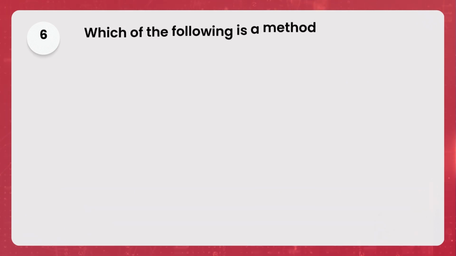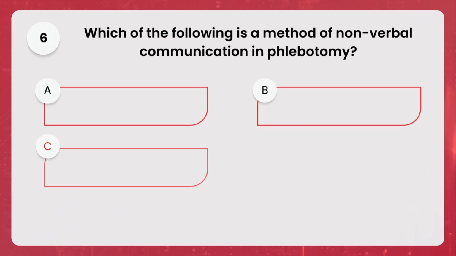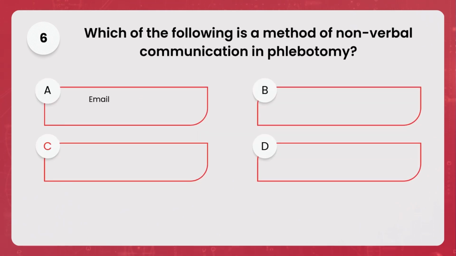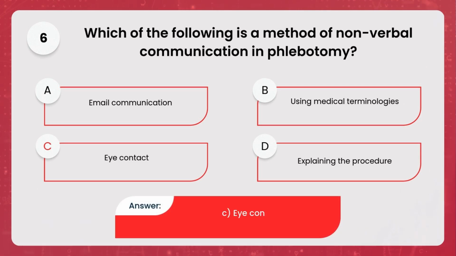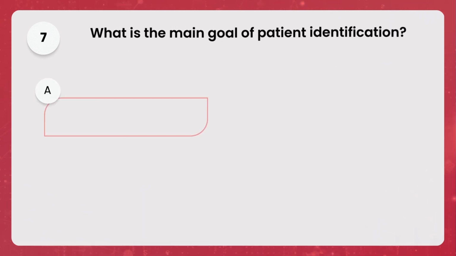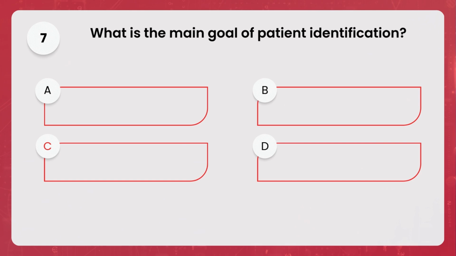Number 6. Which of the following is a method of nonverbal communication in phlebotomy? A. Email communication. B. Using medical terminologies. C. Eye contact. Or D. Explaining the procedure. The answer is C. Eye contact.